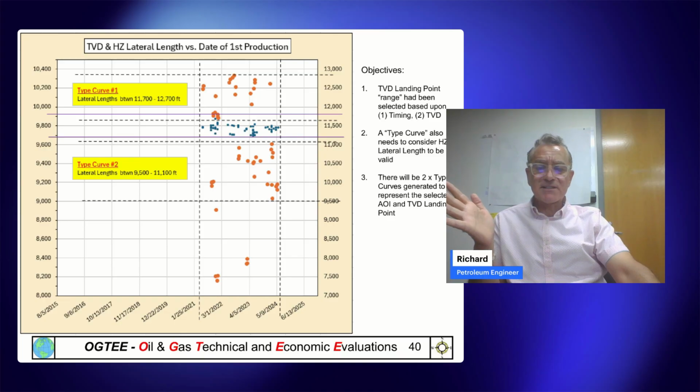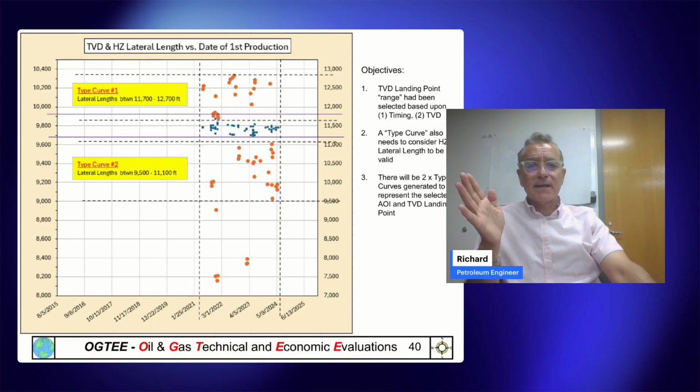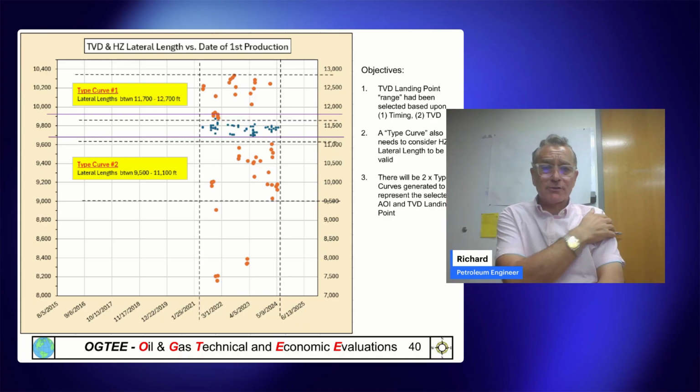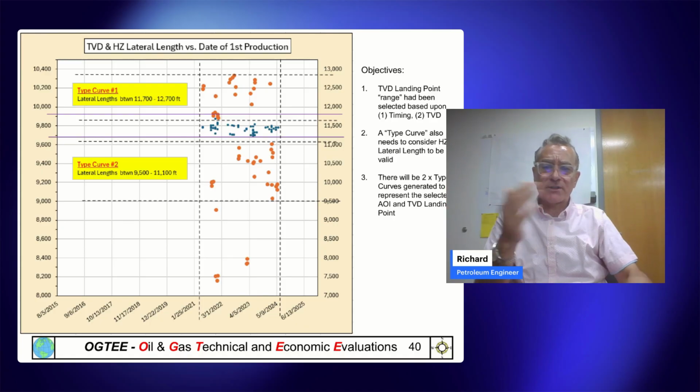I have not. What I've decided to do is I bin them consciously between what I call type curve number 1 area, which is right here, where I put the little dotted lines, and then type curve number 2, and that's actually about 9,600 feet to 11,100 feet. And that is the lateral lengths as defined by drilling info from the directional surveys that have been provided to the Railroad Commission.